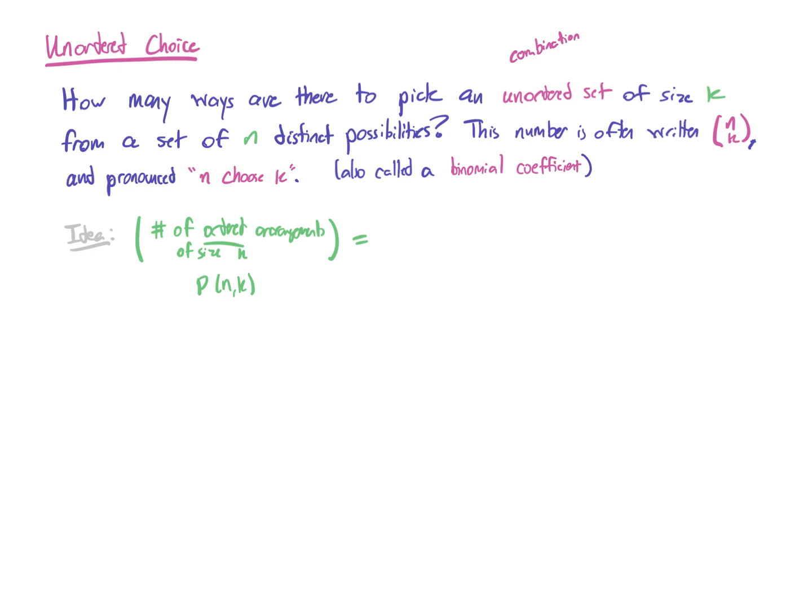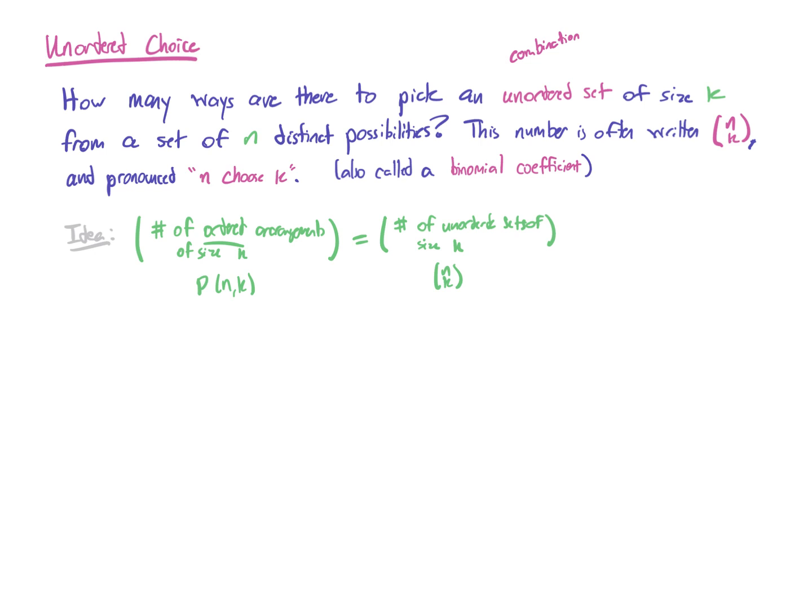Okay, so I want to relate this to two things, using the idea of sequential choice and the product principle. On the one hand, let's imagine, hey, first we're going to pick an unordered set of size k. There are n choose k ways to do that. We don't know what n choose k is yet, but we do know that it's the number of unordered sets of size k by definition.